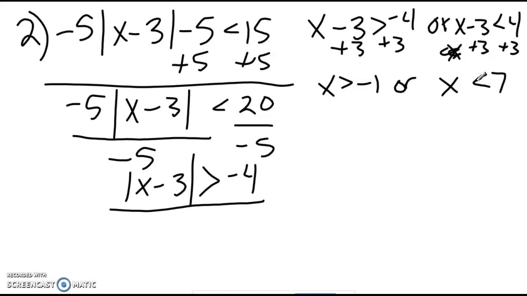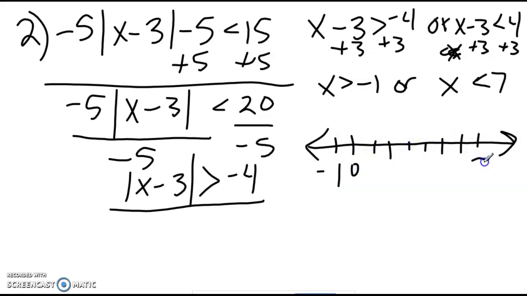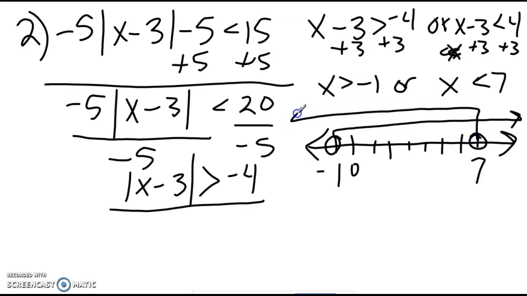Okay, so let's look at this. I'm going to graph it because sometimes I need a visual. So here's my negative 1. There's my 7. So the solution says that x can be greater than a negative 1, or x is less than 7. Okay, or means the union. We just put them together, right? Put both of them together. They don't have to have anything in common.